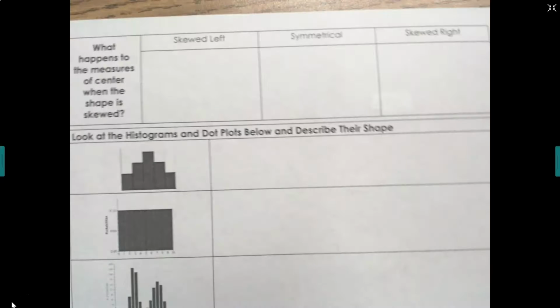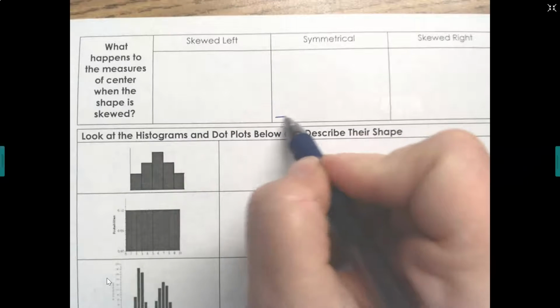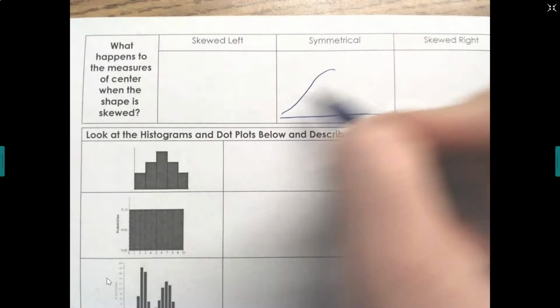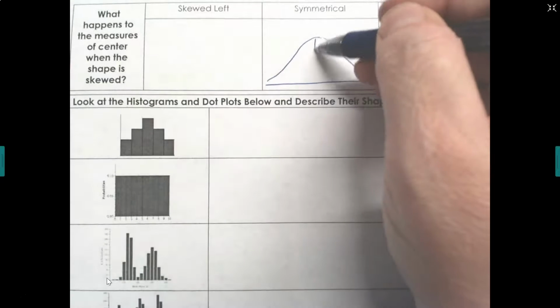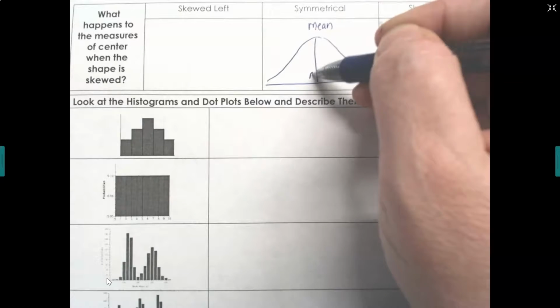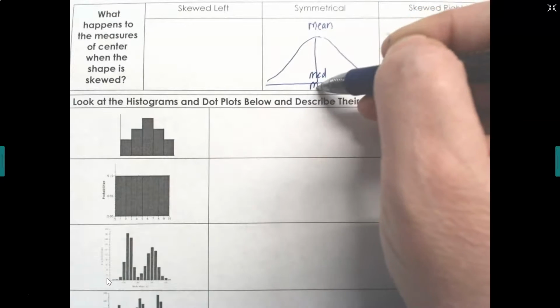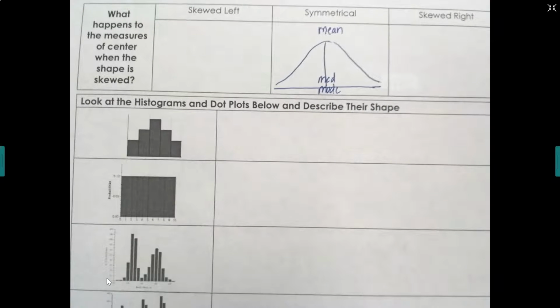Let's talk about what happens to the mean, median, and mode. We did a little bit with this already. When you have a nice symmetrical distribution, I'm going to use this because it's a little cleaner than a dot plot, your mean, your median, and your mode all occur in the center. So when we were talking about measures of center, if it was pretty symmetrical, we would use the mean versus the median. Really, they're pretty much in the same place.